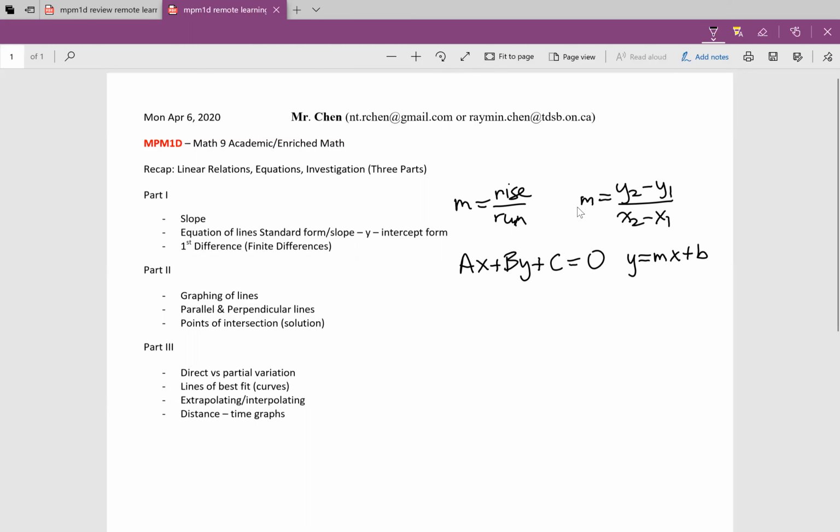Finally, as a refresher, the first differences are simply looking at the changes of the y values and seeing if the pattern of the data is actually a linear one. If they're all the same, we know that it's a linear pattern. If they're not the same, then we can say the pattern is nonlinear. Let's take a look at the worksheet now.